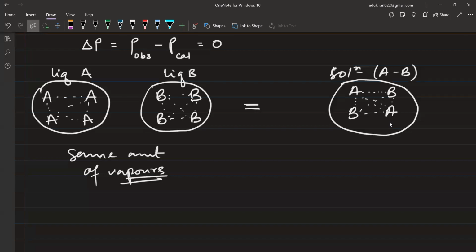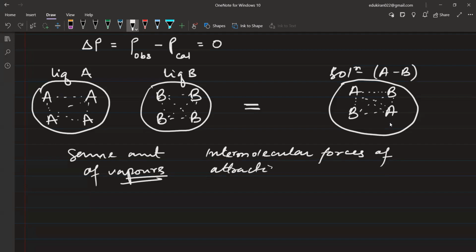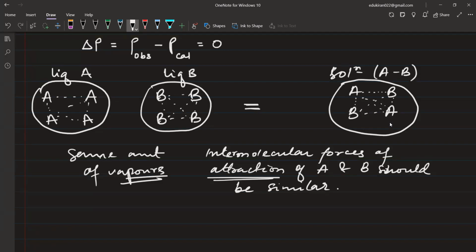So what is the basic criteria? What is the underlying criteria? Intermolecular forces of attraction. Now that means in order to make an ideal solution, what should be there? The intermolecular forces of attraction of A and B should be the same, should be similar. Okay? So what type of liquids are going to form an ideal solution?